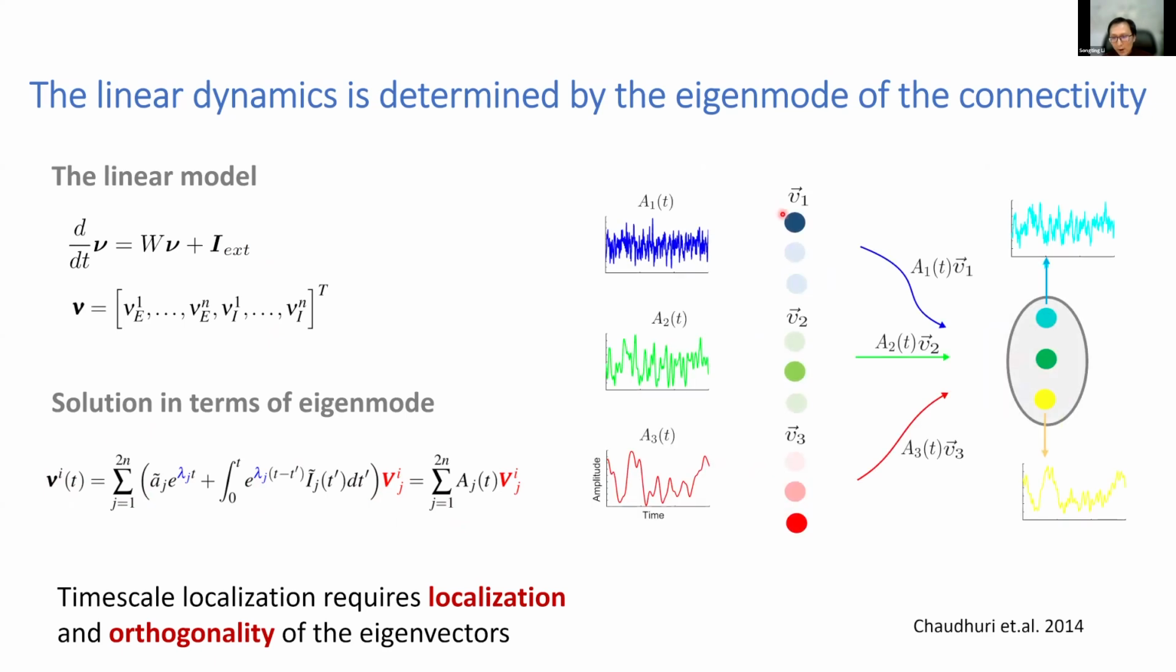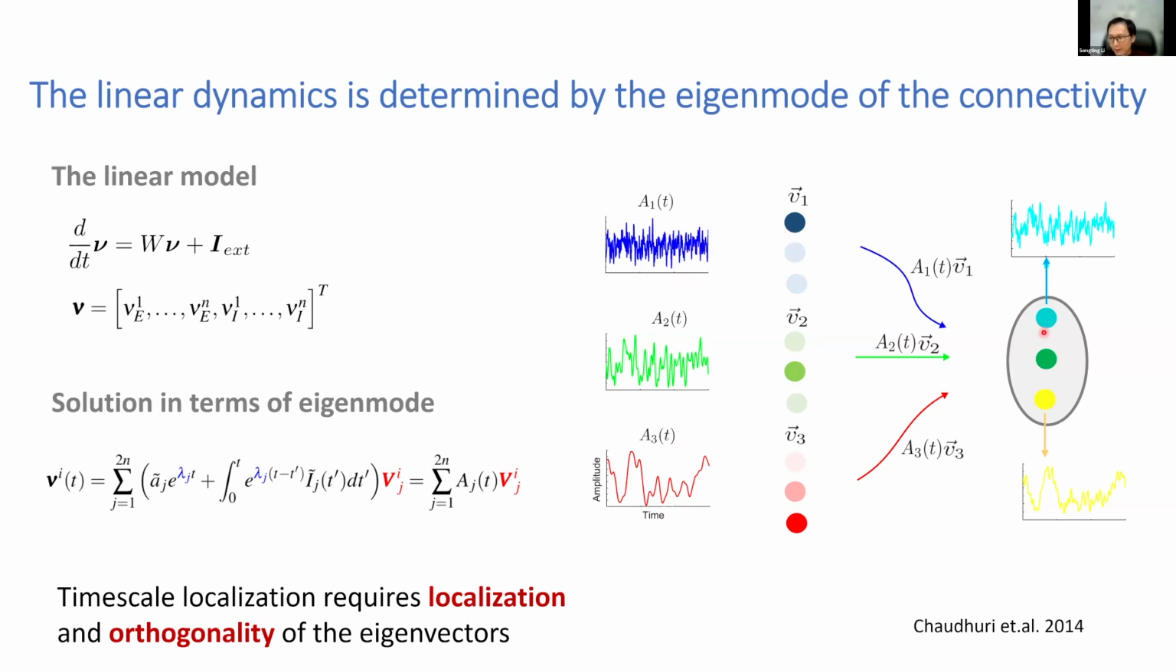Think about a toy model with only 3 areas. These are 3 eigenmodes, and the corresponding coefficients are time dependent, determined by the corresponding eigenvalues. V1 has a coefficient that fluctuates very fast, and V3 has a very slow coefficient. And the response would be the linear summation of these 3, weighted with the coefficients.